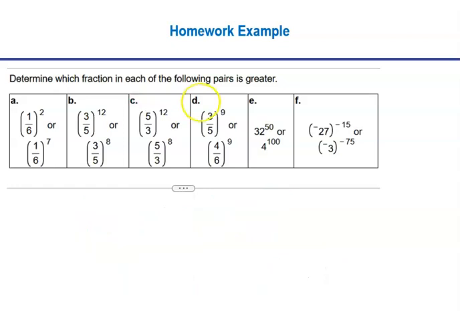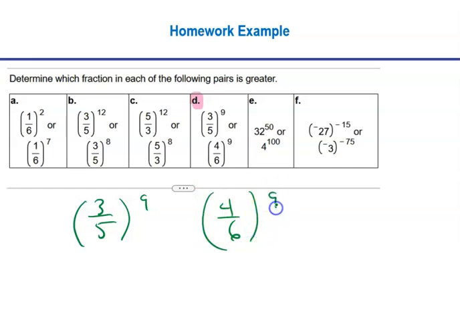Example D, what do we have here? So I'm comparing 3/5 to the 9th power to 4/6 to the 9th power. Now look, we got different bases here. Totally different bases, but look what's consistent: the 9th power. Okay? Now let's just compare then, which one is bigger, 3/5 or 4/6?